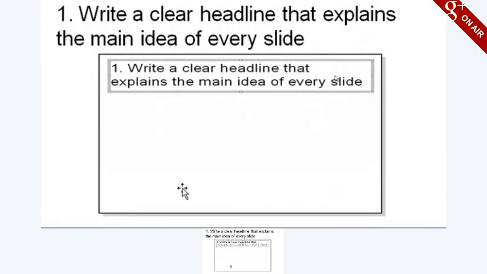The very first one is write a clear headline that explains the main idea on every slide. It's common to find a presentation with a slide that says title on top, or marketing, or objective, or second quarter projections. Titles usually serve as signposts to tell you where you are, but they don't offer explanations of the idea on the slide. There is a better way to help your audience understand more clearly.